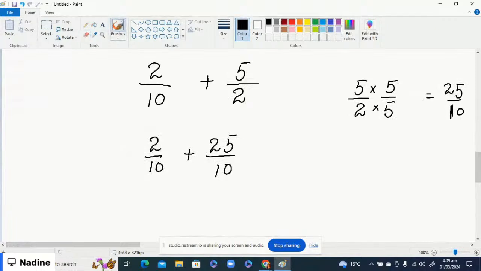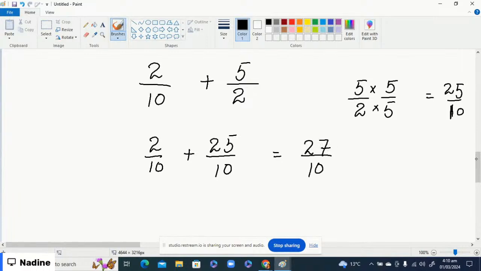Now what do we put? These both are the same. We only write which one are we going to write? Yes. Only 10 we are going to put here and then just add their numerators. So 25 plus 2 is 27. Okay. That is the answer.